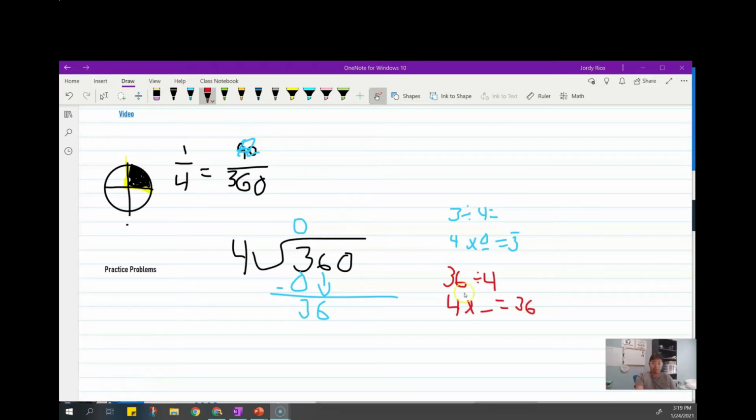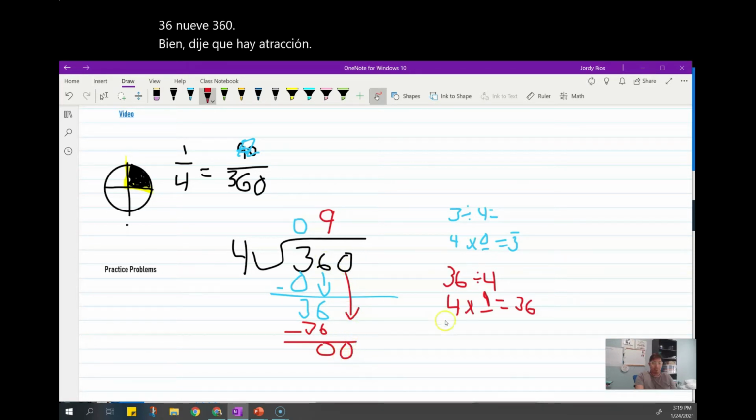Good, 9. Okay. 4 times 9 is 36. 36 minus 36 is 0. Okay, I still gotta subtract. Okay, my new dividend is 0.